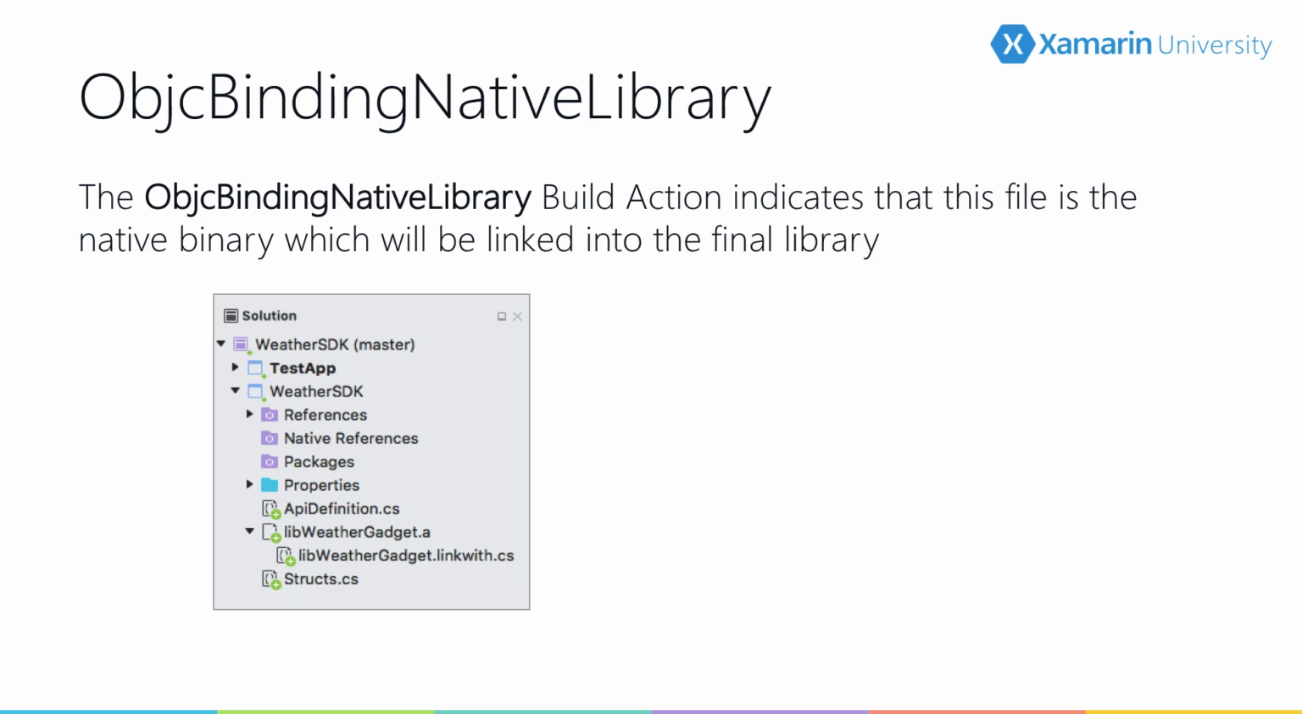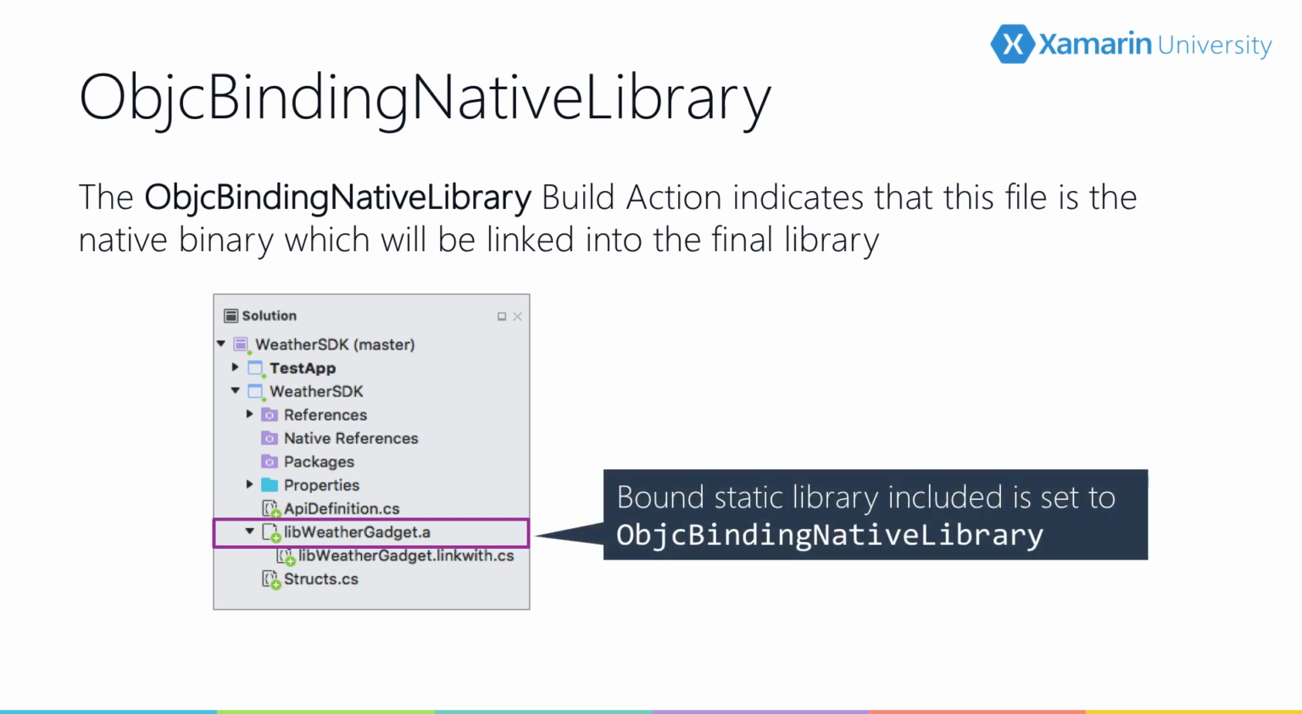Binaries have to be static linked in iOS. This means that your binary has to be added to the project and the build action set to Objective-C binding native library. This build action ensures the native library is therefore statically linked and part of the final binding binary.